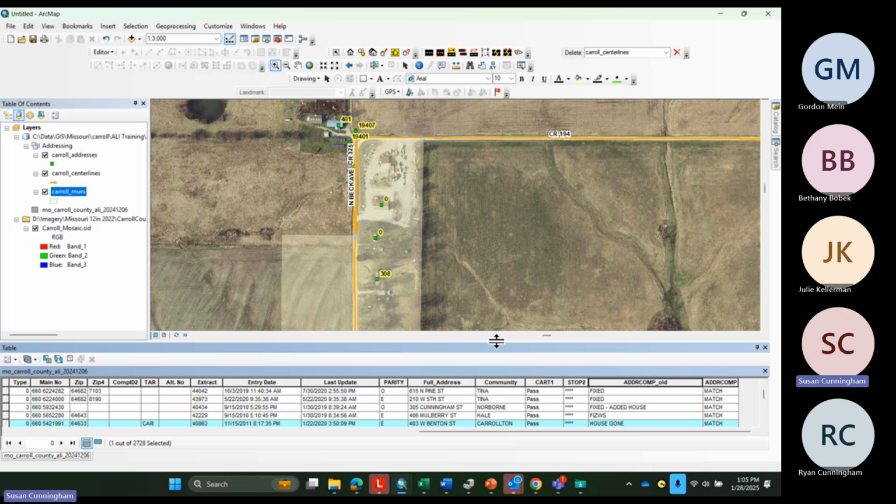Oh, hi, Ryan. I'm talking about the ID that is associated with an address point. The unique ID. What's that called? NGWID. Just called an NGWID.